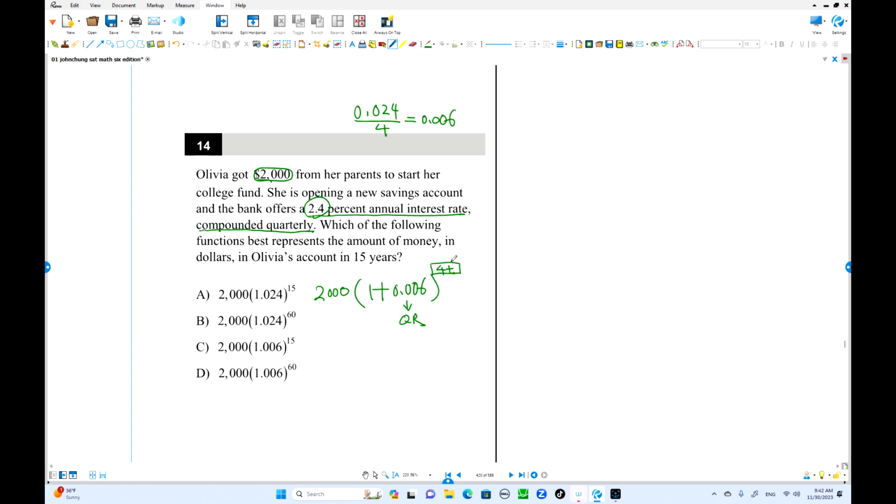So now put this number 15 there. So 2000 times 1.006, and 4 times 15 years. The number of quarters is 60 quarters there. Okay. So choice D is the answer.